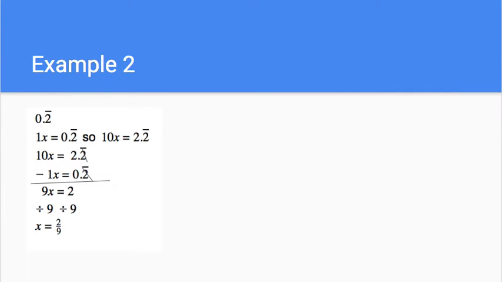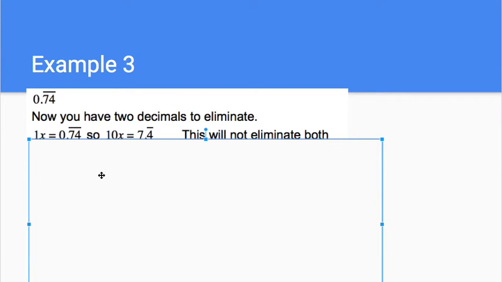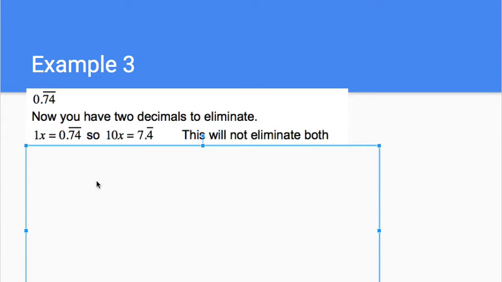Now we're going to look at two more examples. They're going to be similar, but there is going to be something a little different in each of those. It's the same basic process. It's just this part, the numbers that we use, are going to be different. So here we have 0.74 repeating, where this time we have two numbers that are repeating, both the 7 and the 4. So I have two numbers that I need to eliminate.